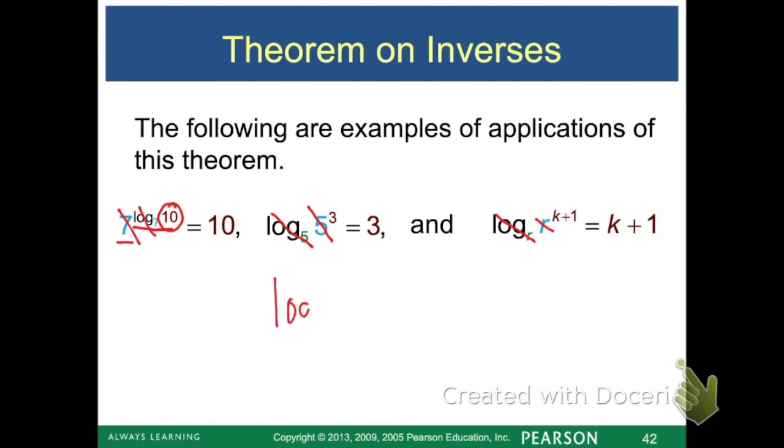Why don't you go ahead and add this one into your notes? If we have log base 3 of 3, that's just going to be equal to 1. And again, the reason why is because there's an exponent of 1 on that 3 right there. We just don't always see it.